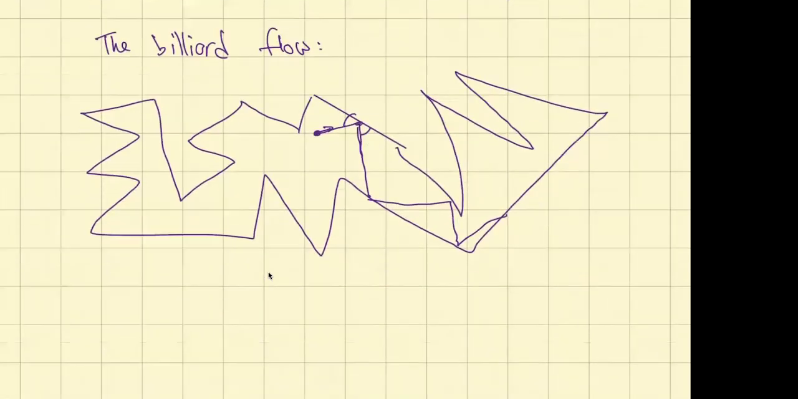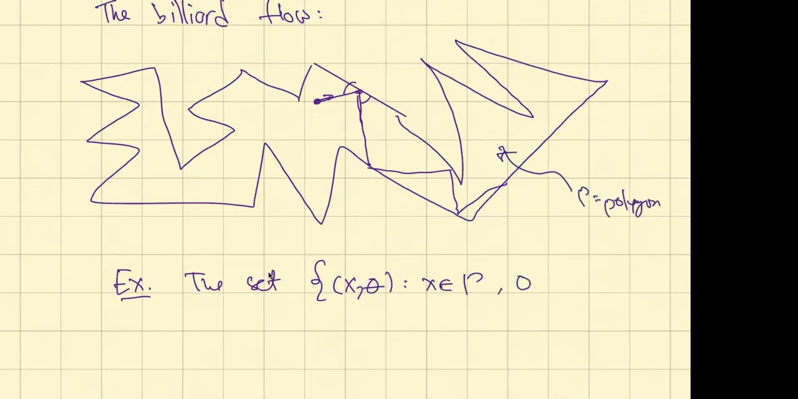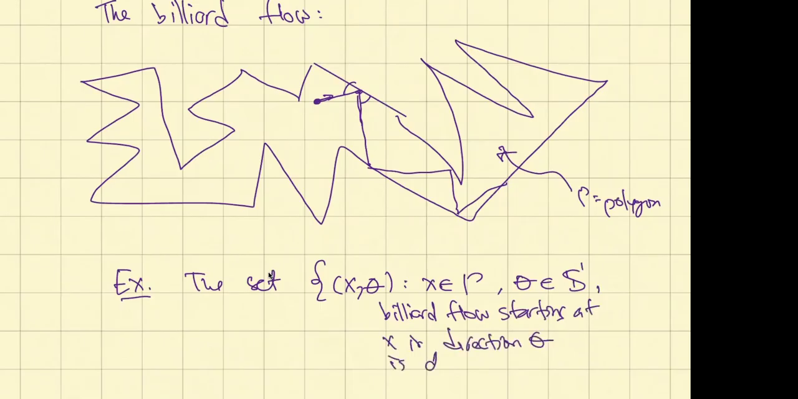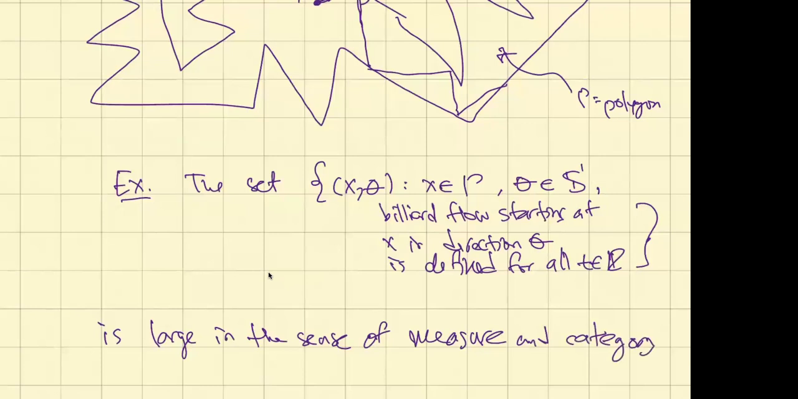Just as a warm-up exercise, the set of (x, theta), where x is in P, this polygon, and theta is in the unit circle, such that the billiard flow starting at x in direction theta is defined for all time, is large in the sense of measure and in the sense of category. What do I mean by this?